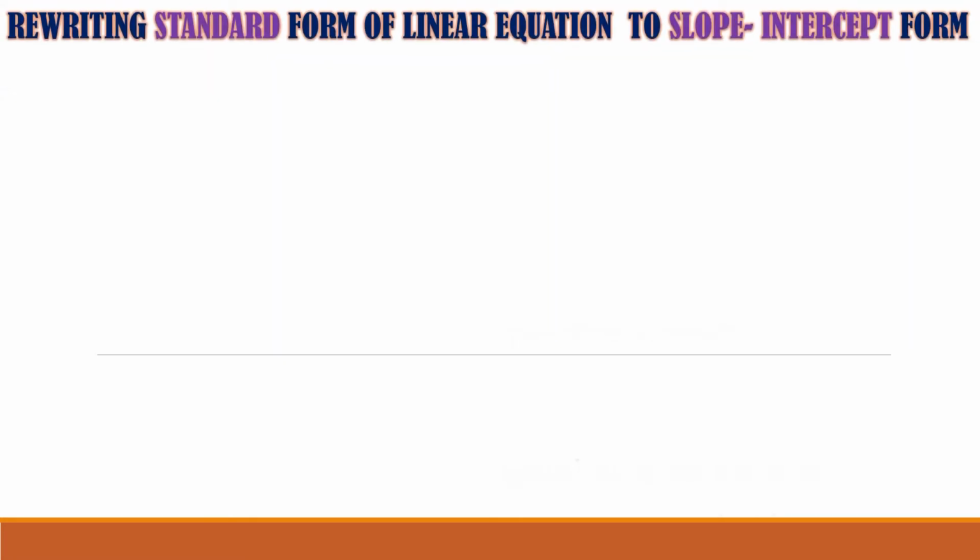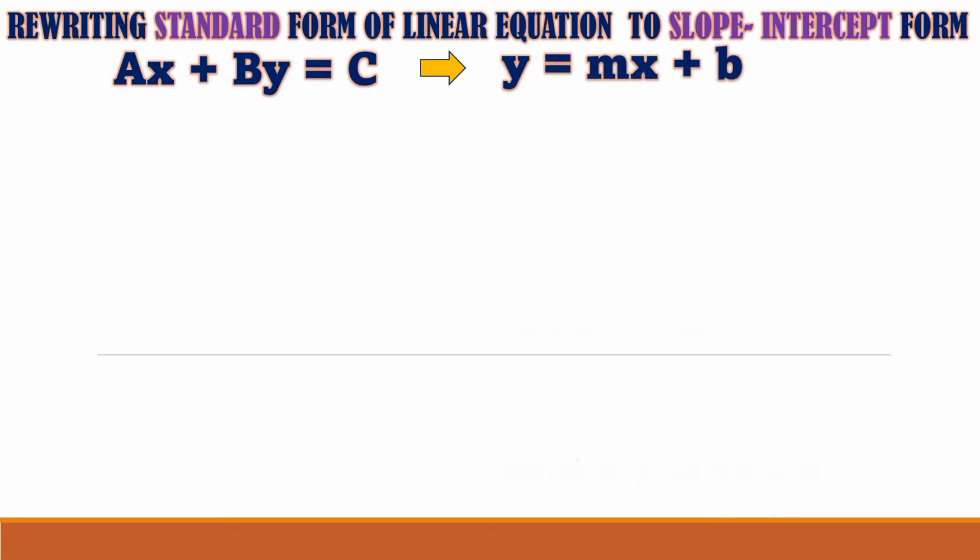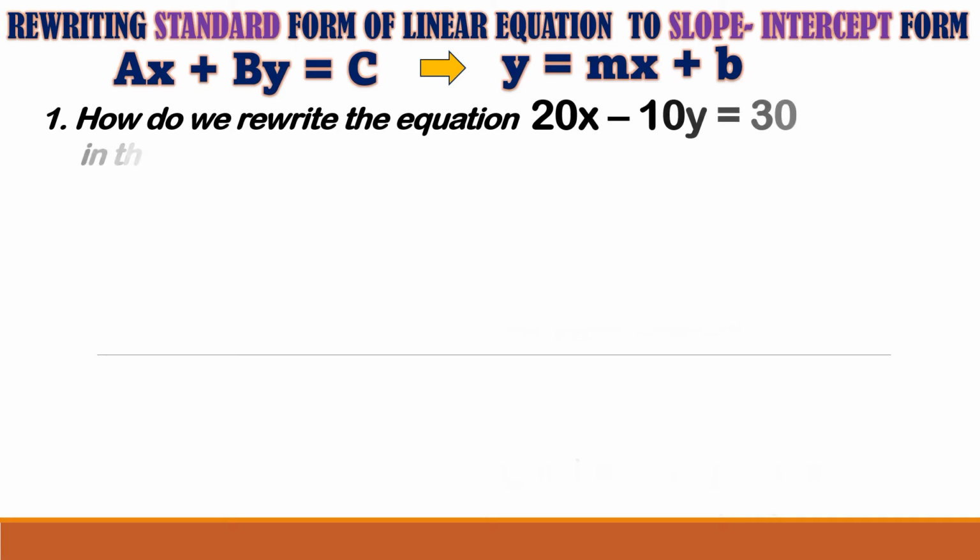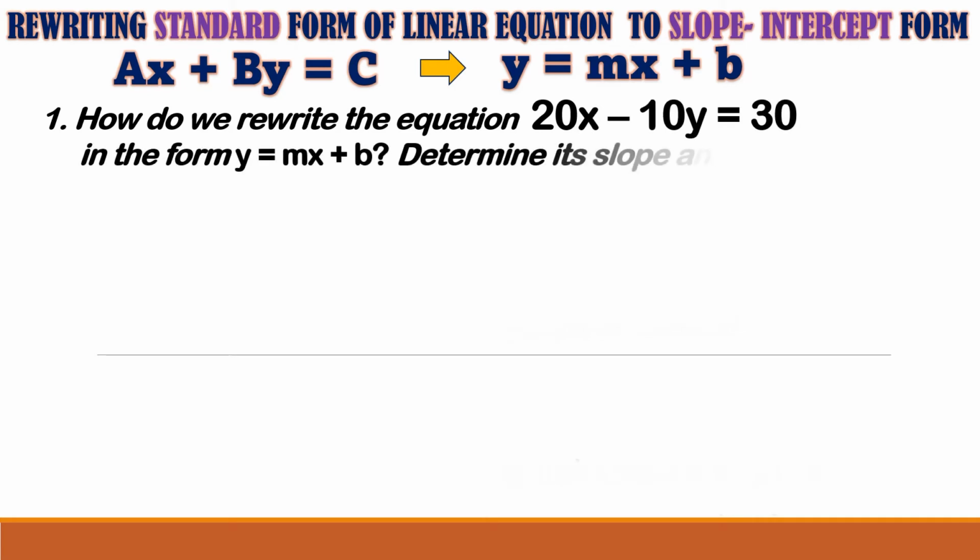How do we rewrite standard form of linear equation to slope-intercept form? In rewriting standard form of a linear equation to slope-intercept form, let us isolate the variable y on the left side of the equation. To do this, we're going to apply the different properties of equality. Say for example, how do we rewrite the equation 20x minus 10y equals 30 in the form y equals mx plus b? Then determine its slope and y-intercept.